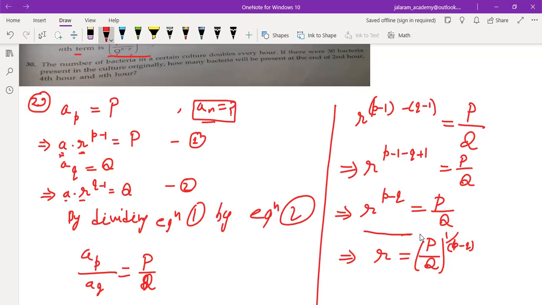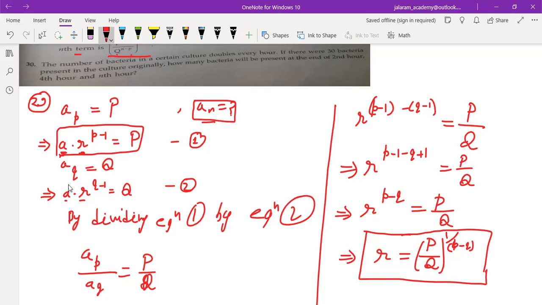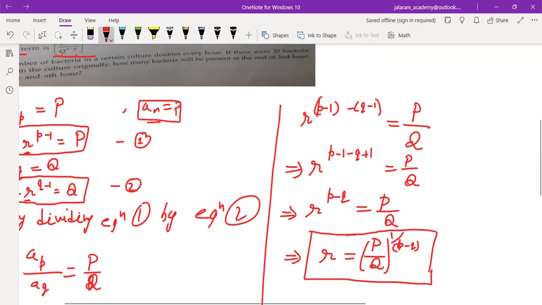So this is the common ratio R. Now we will find the value of the first term by substituting the value of this common ratio in either of the equations, in equation 1 or in equation 2. So use equation number 1.